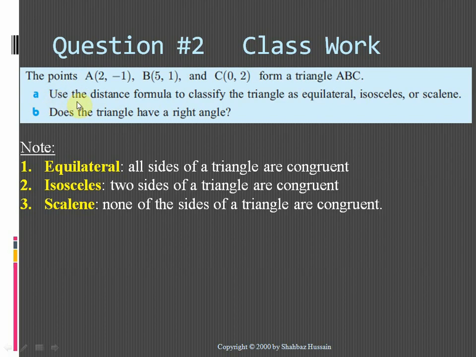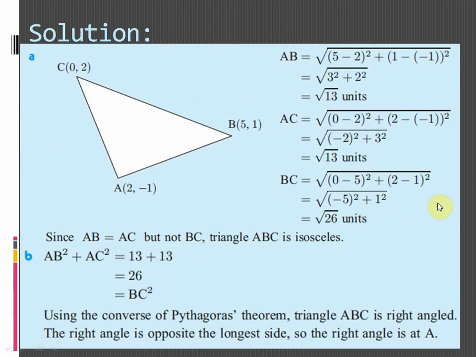For the first part, to classify, we have to calculate three distances: the distance of AB, the distance of BC, and the distance of AC. If the three distances are the same, then the triangle is called an equilateral triangle. If two sides have the same distance, then we say the triangle is called an isosceles triangle. And if no distance between these points is the same, then it is called a scalene triangle. Next, move on to the solution of this question.